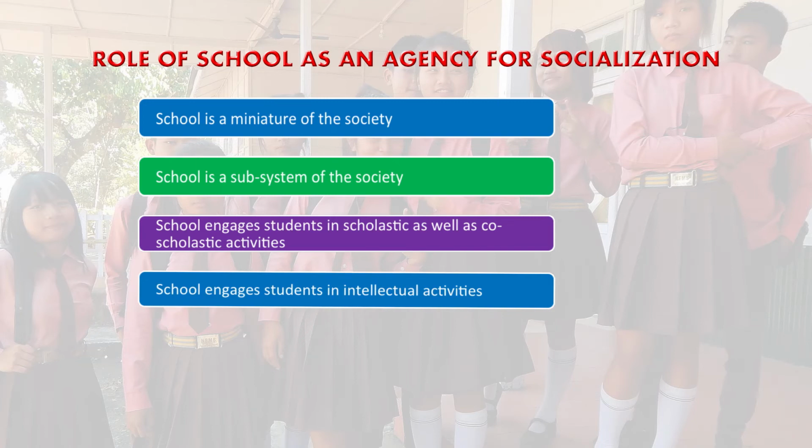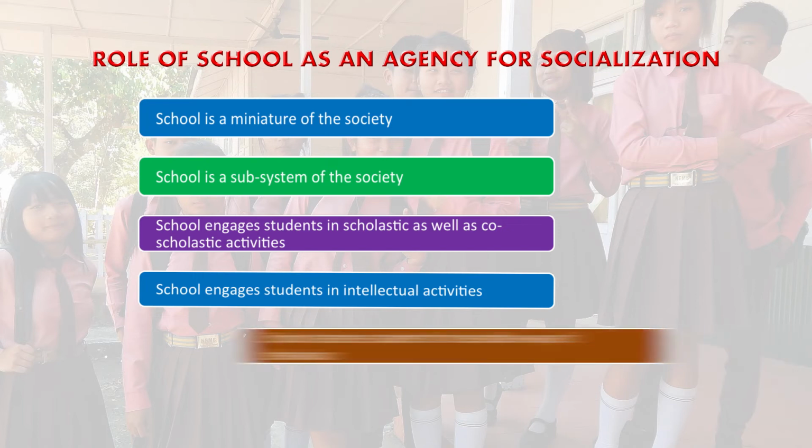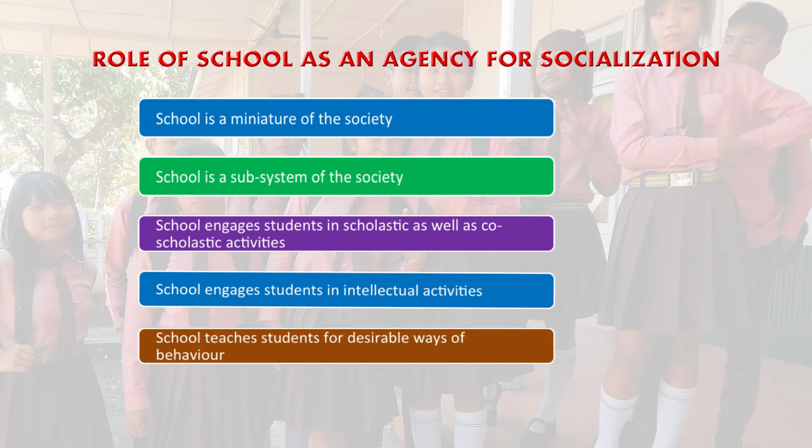I have already said how school engages the students in different types of computation skills, for acquiring computation skills, for acquiring language skills, for acquiring other skills also. Then school teaches students a desirable way of behavior. Family teaches the children about forming good habits, good behavior. At the same time, school also acts for the children and helps the children develop good behavior.